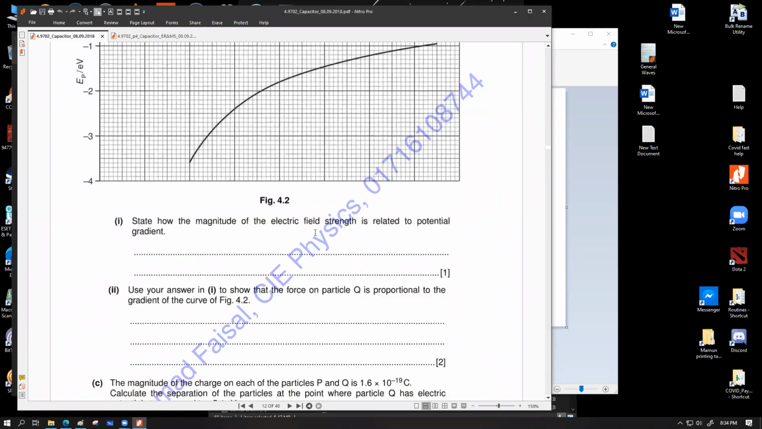That is essentially what they are asking you to. So you should write electric field strength equals to minus potential gradient.